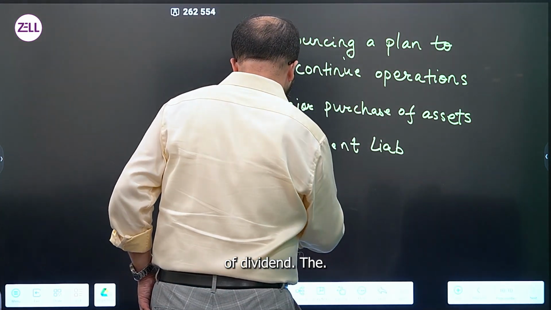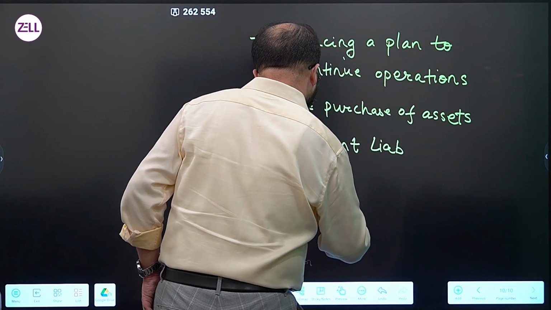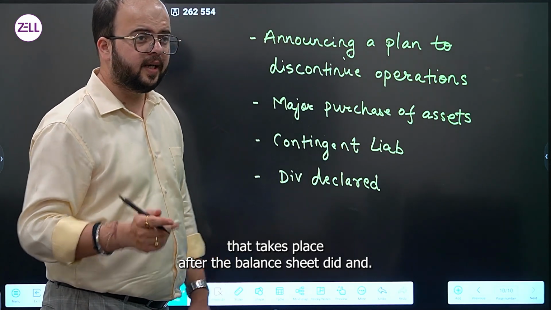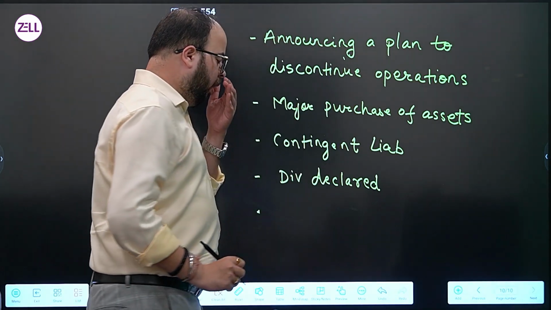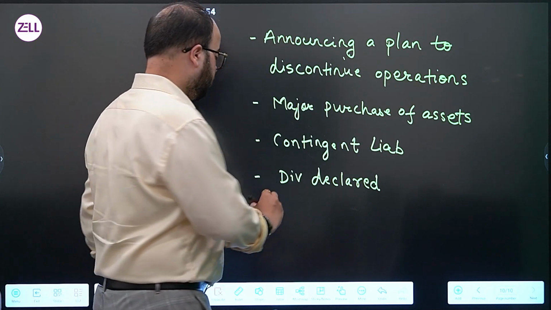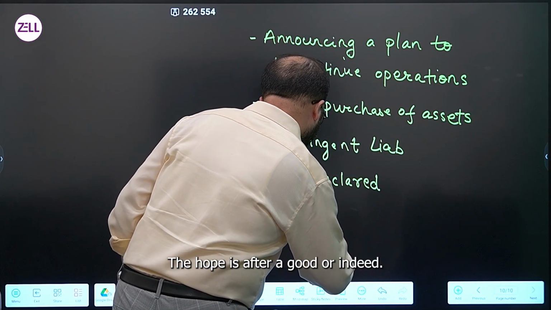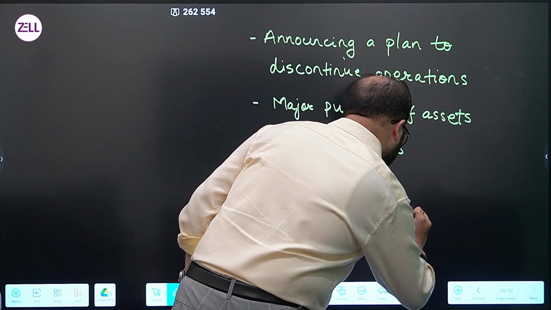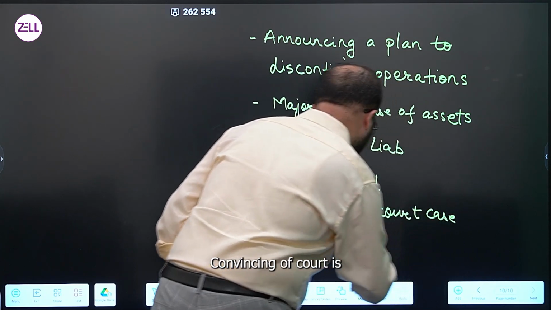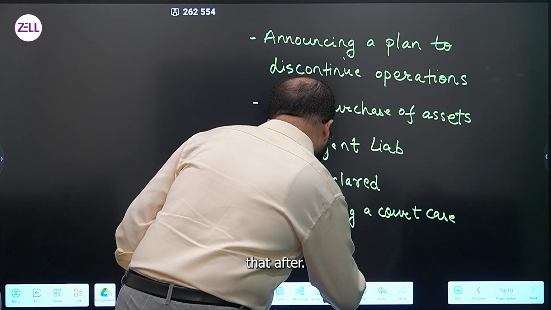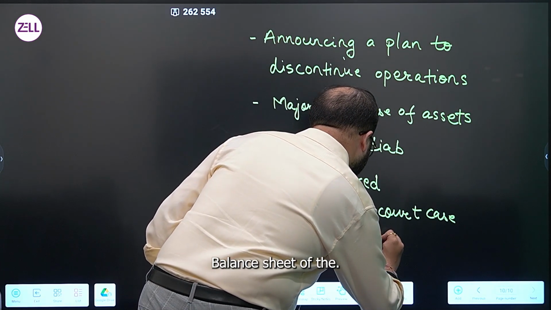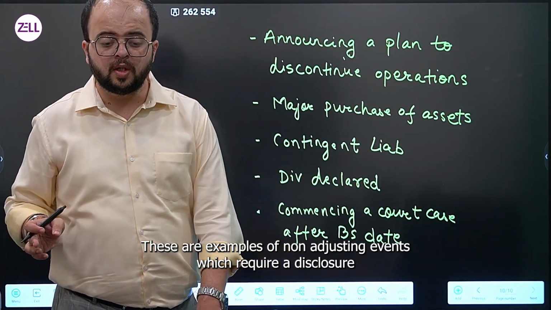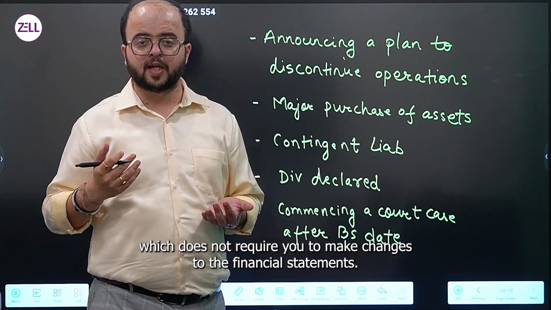Declaration of dividend. Dividend declared is also an event that takes place after the balance sheet date, and commencing a court case after the reporting date. These are all examples of non-adjusting events which require a disclosure, which do not require you to make changes to the financial statements.